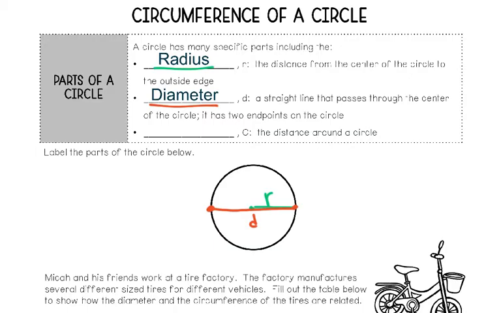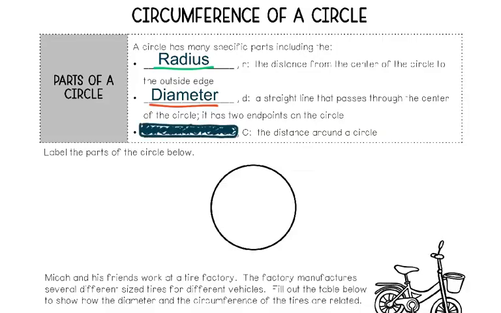And just like the radius, I can draw it at any different way across the circle. So this is an example of diameter, and this is an example of diameter. The only difference between radius and diameter is that radius is half of the diameter. Or you could think of it as two radiuses equal one diameter.